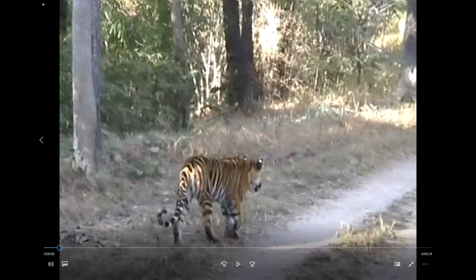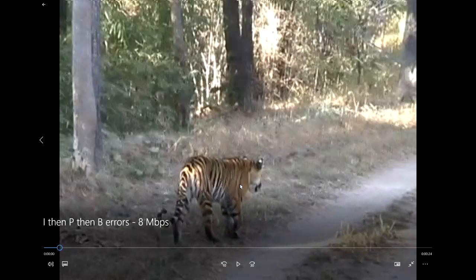We've put some deliberate errors in this video clip and just allowed the decoder to recover. But the errors have been inserted in different parts of the picture data. So I'll just let that run so you can see the effect.